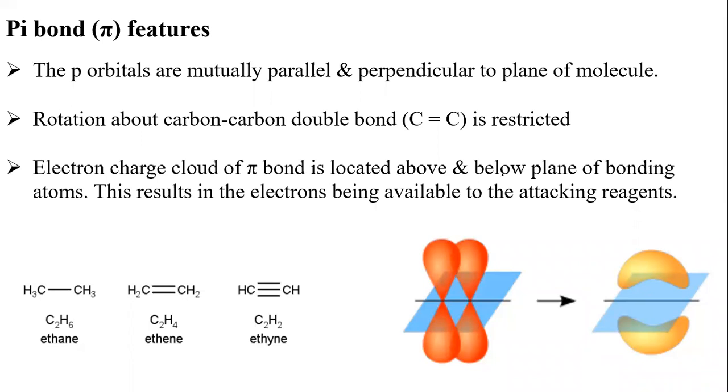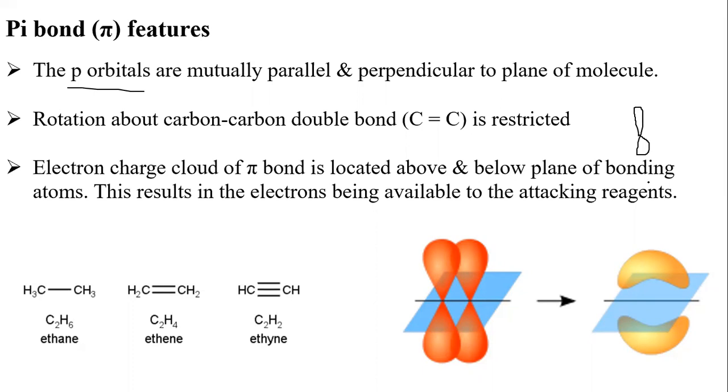The p orbitals are mutually parallel and perpendicular to the plane, right? You should know all these structures, students. If you ask me what is a p orbital, I'm sorry I can't help you, because you're an MSc student, so you should know all these things. This is the structure of p orbitals. You should know the structure of p orbital, s orbital, sp, px, py, pz. We should know all these things.